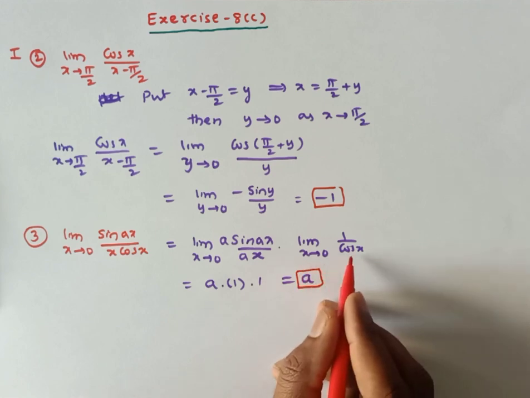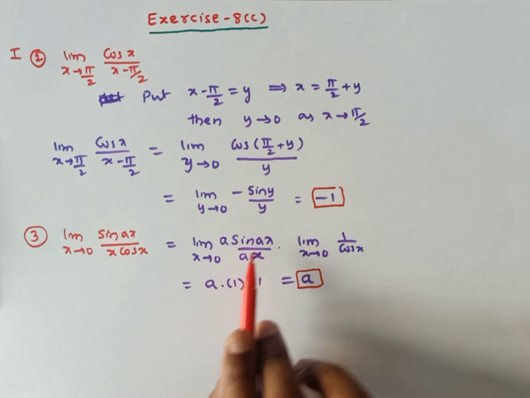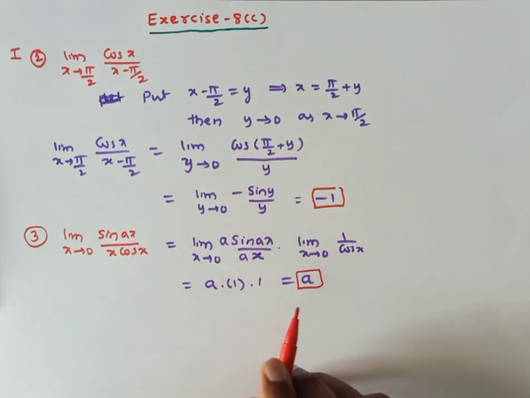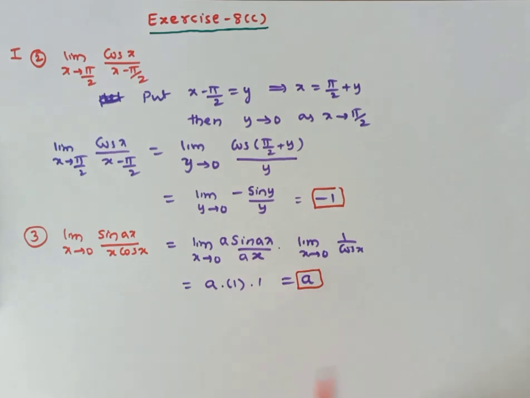Limit x tends to 0, cos x is 1, so 1 by 1 means it is 1 only. So when you have the formula sin ax by x, directly the answer is a only. Or if tan bx by x is there, the answer is b. So directly you can write it like that.